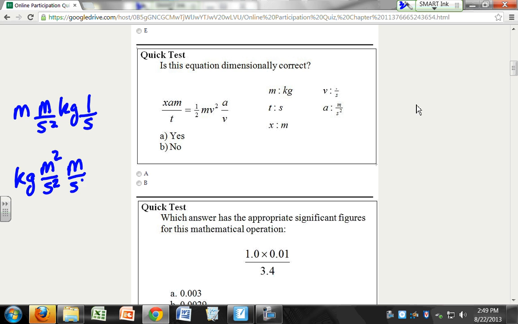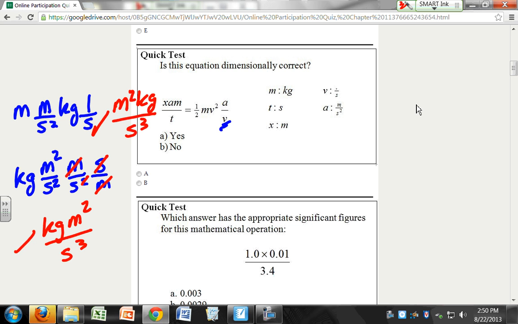A is in meters per second squared, and then V is meters per second, but it's inverted right here, so it's actually going to be seconds over meters. And then I want to simplify these two. Up here I get meter squared kilogram over seconds cubed. And over here I can cancel some of these things, and I get kilogram meters squared over seconds cubed. Those are the same, so the answer is A.